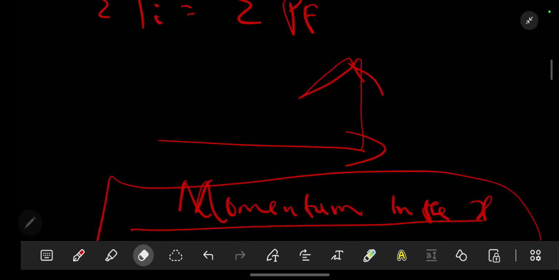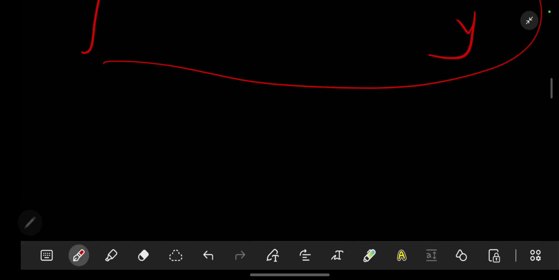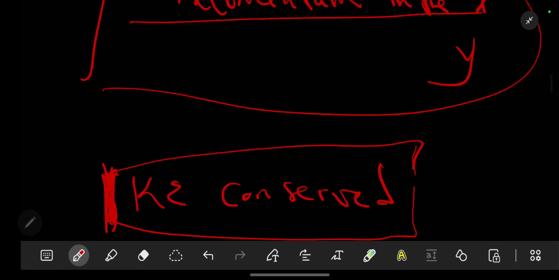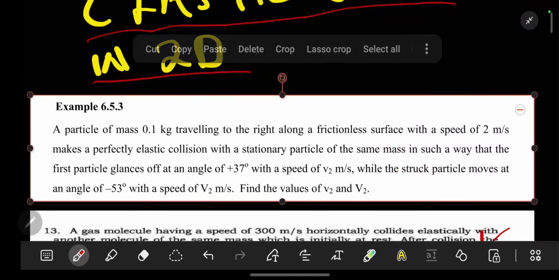So momentum is conserved, and also the kinetic energy is conserved. We are going to be looking at how we are going to involve the kinetic energy in another video. So for this one, let's solve these.